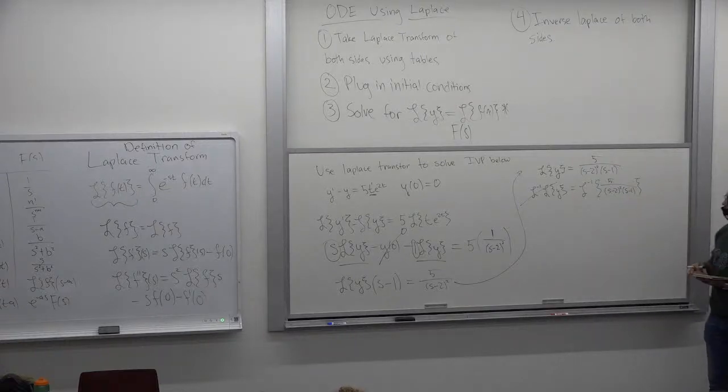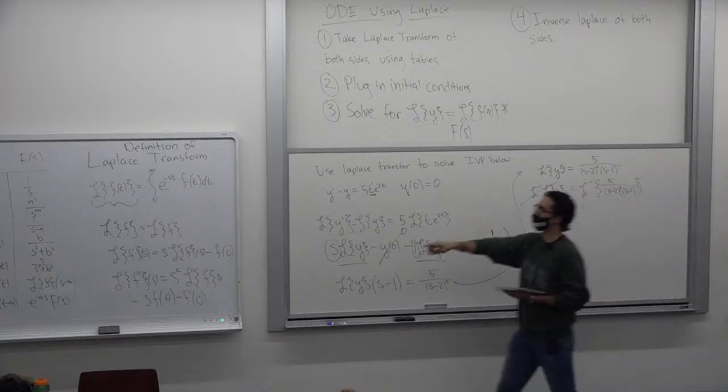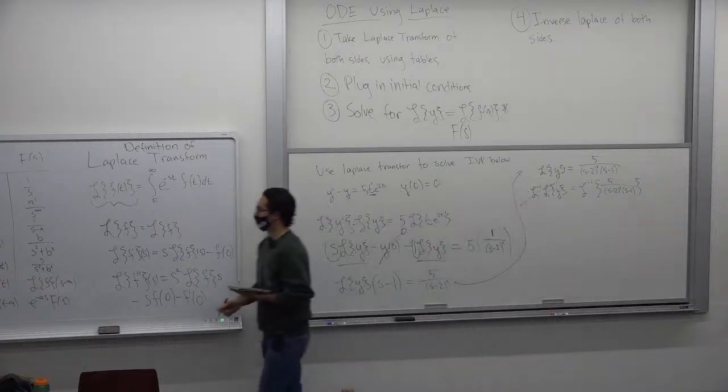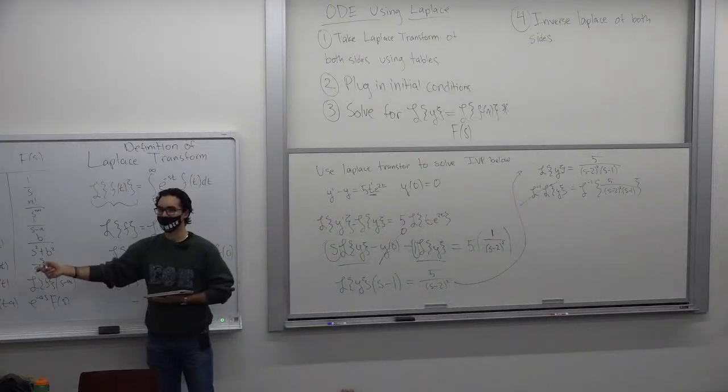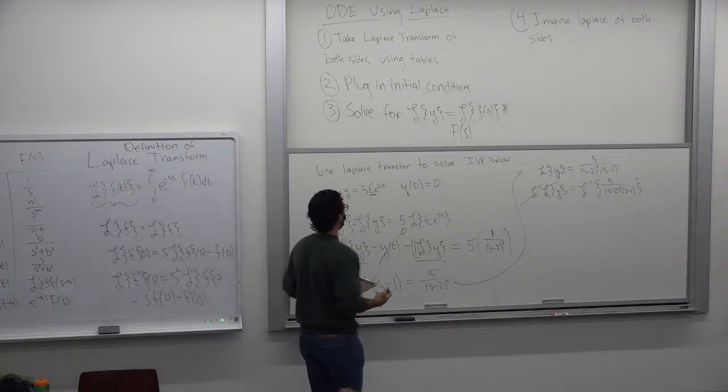Where our numbers come into play. So we're going to need to separate. We can get it in some form of the Laplace table. s minus 2 squared and an s minus 1.